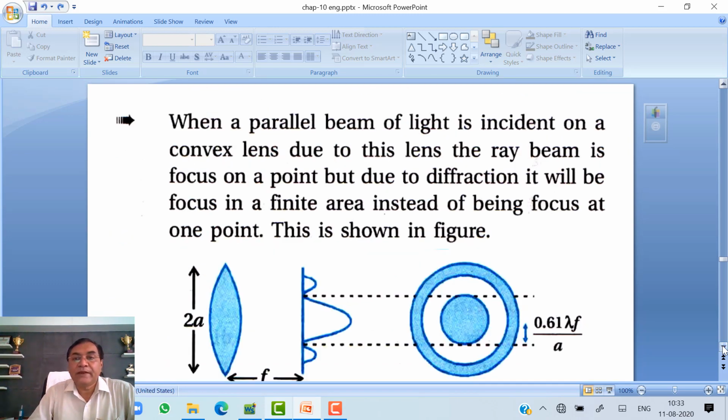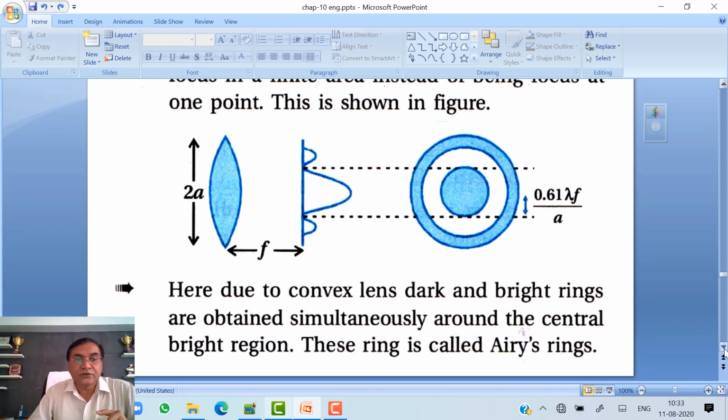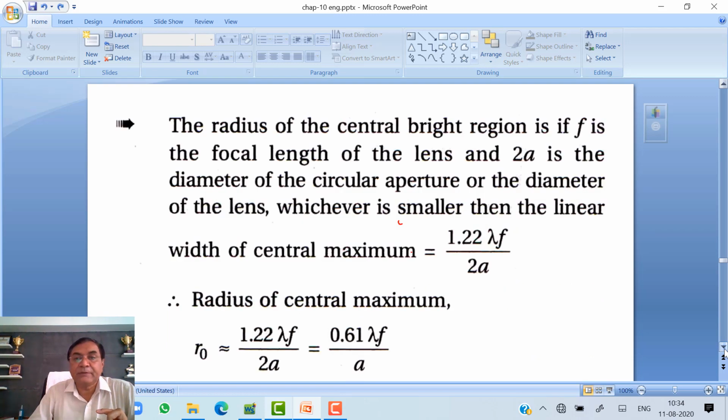When a parallel beam of light is incident on a convex lens, the beam is focused on a point, but due to diffraction it will be focused in a finite area. So instead of being focused at a point, this is shown in the figure. Here, due to the convex lens, dark and bright fringes are obtained around the central bright region. This ring is called the Airy ring.